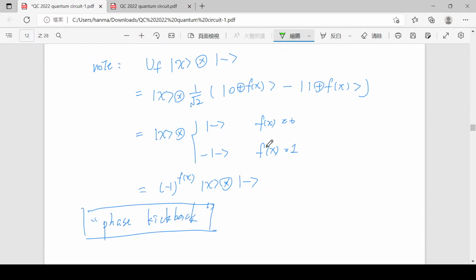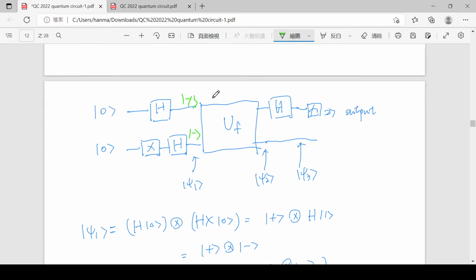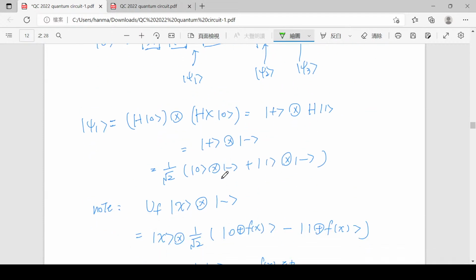Okay, let's see through the math first. So how does this phase kickback work? Let's see what UF does when your first register is some x, so this x is actually in the computational basis. You have some x in the computational basis, and then a minus state on your second register.